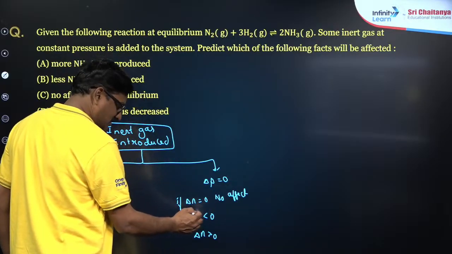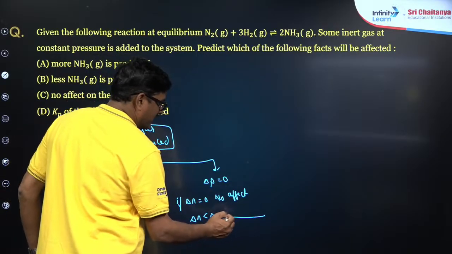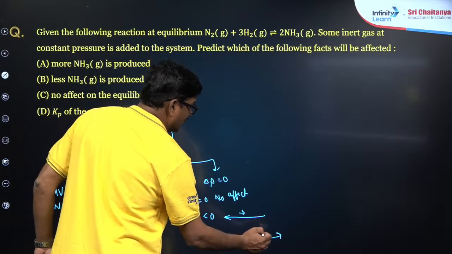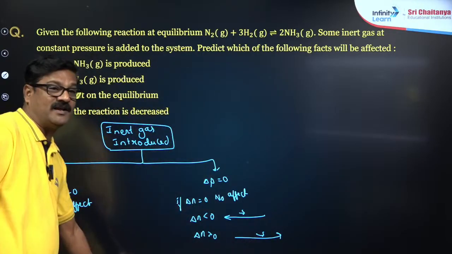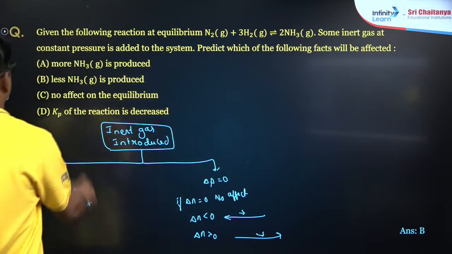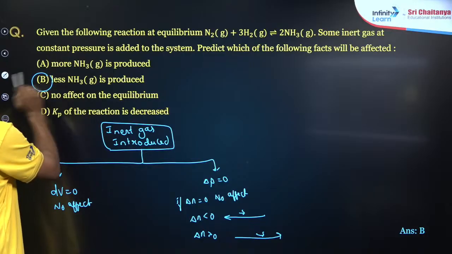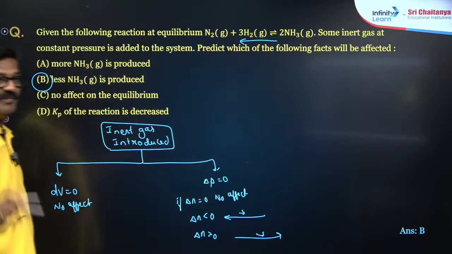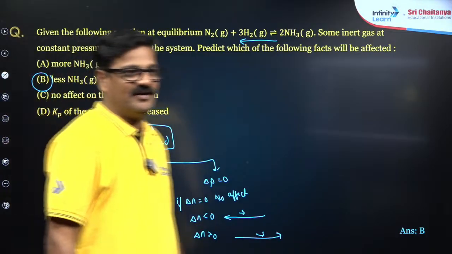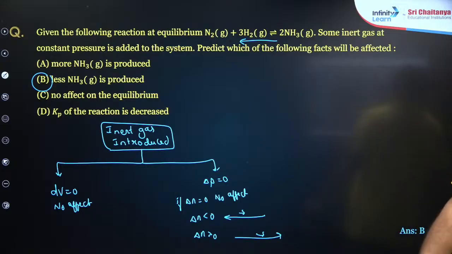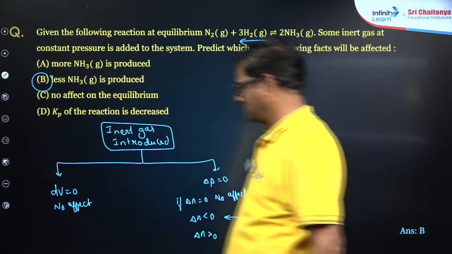If delta N is less than 0, the reaction favors the backward direction. If delta N is greater than 0, the reaction favors the forward direction. That is the concept behind this question. So less NH3 is going to be produced; I mean to say the reaction favors the backward direction. Very good. Parthiv, Hemant and Bajir have given the correct answer for this question.